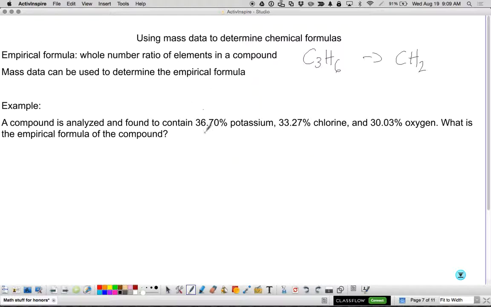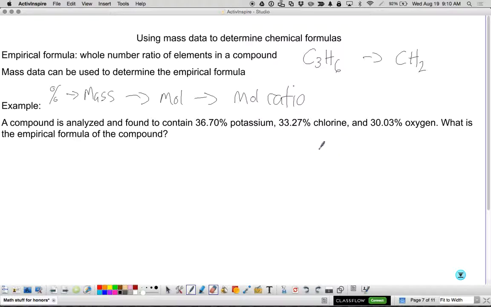The general outline for how you go about this is you take percent to mass, or if you have mass, that's great. Then mass to moles, and then mole to mole ratios, because that's really what a chemical formula is, right? It's a mole ratio.